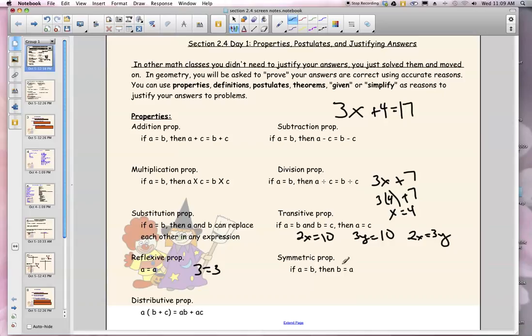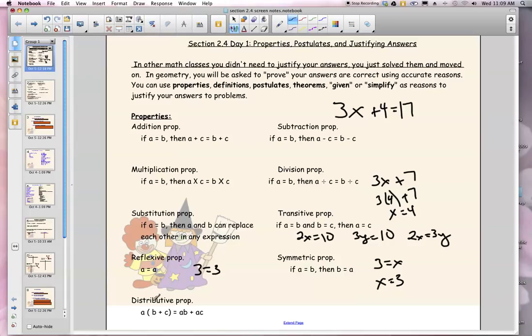And the symmetric property is what allows you to rearrange the sides of the equation. I know a lot of you have problems with if you get down to an answer in an algebra problem and you know that 3 equals x. That bothers you. You'd rather write x equals 3. Okay? It's the symmetric property. That's what allows you to do that. It allows you to flip the two sides of the equal sign.